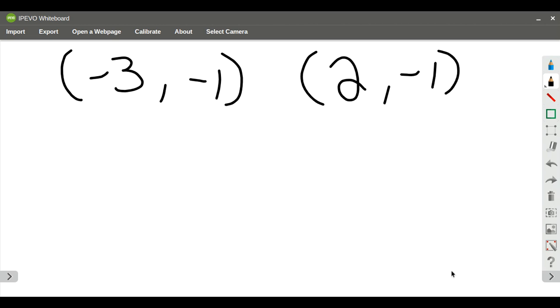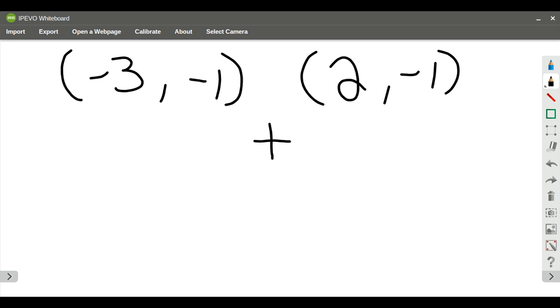So identify the coordinates that are different. It's my x coordinates. And then I need to determine, am I in the same quadrant or different quadrants? They are going to be in different quadrants. This is going to be in quadrant 4. This is going to be in quadrant 3. So because they're in different quadrants, I'm going to add. Remember, same, subtract; different, add.